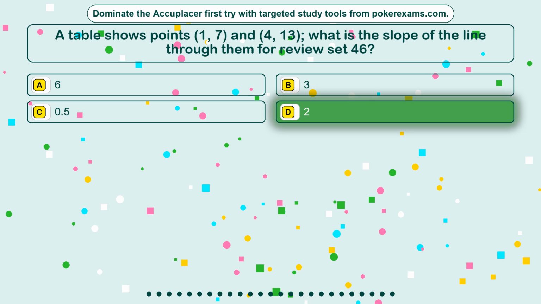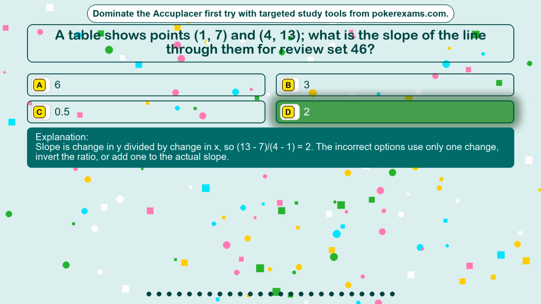The correct answer is option D, 2. Slope is change in y divided by change in x, so (13 − 7) / (4 − 1) equals 2. The incorrect options use only one change, invert the ratio, or add 1 to the actual slope.